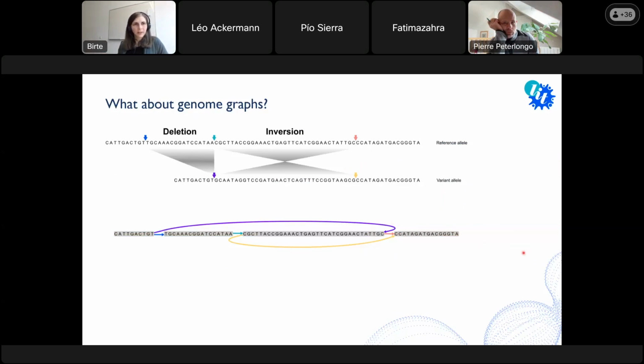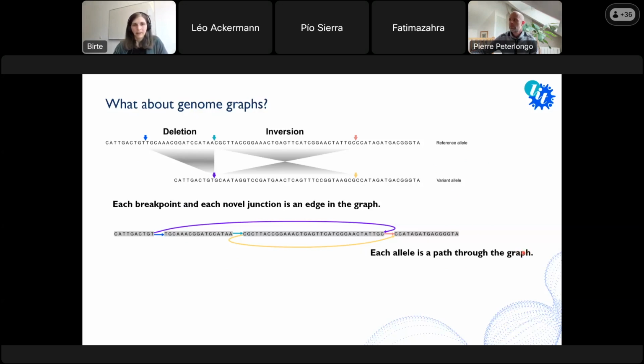Okay, just 2 minutes at the end. What about graphs now? So graphs actually seem to simplify this whole process. When you take this example variant again and construct the genome graph of this variant, then each breakpoint, each novel junction is going to be an edge in the graph, and each allele is passed through the graph.